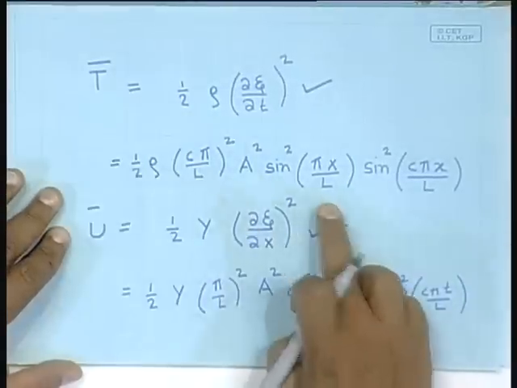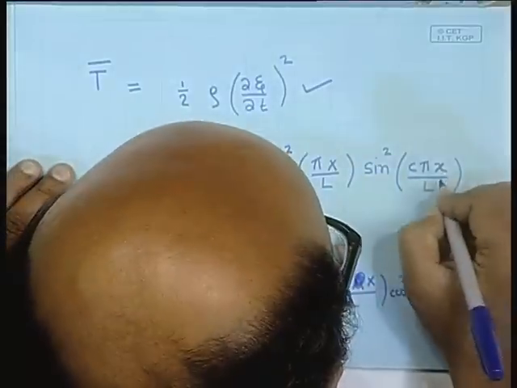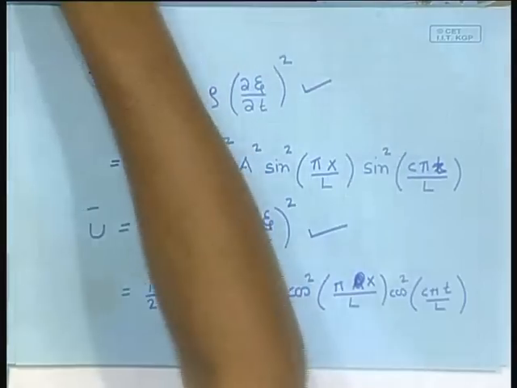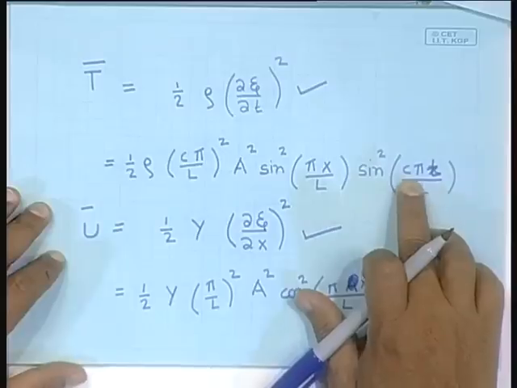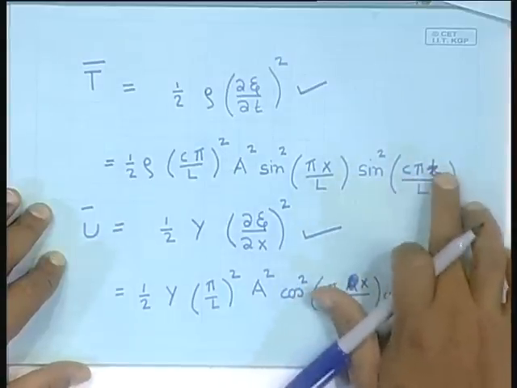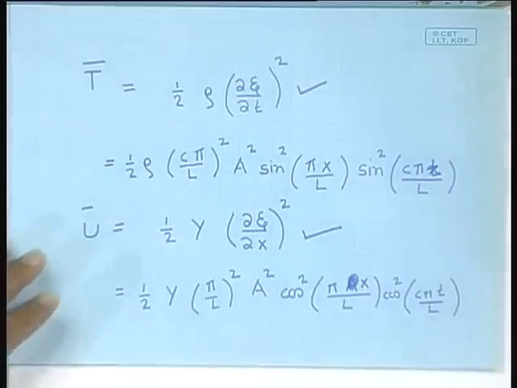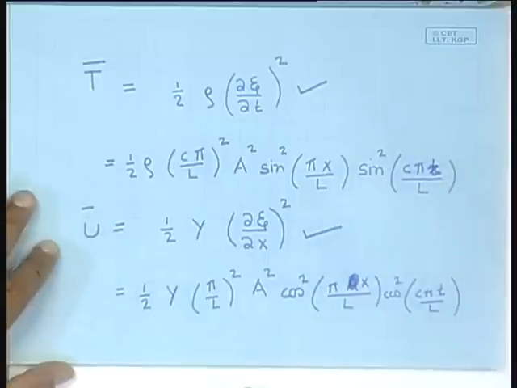So, at t equal to 0 we have sin square c pi t by L. Sorry, this should have been t, not x. The kinetic energy term has a t in it, not an x, it is a time derivative. So, the kinetic energy per unit volume, this should have been t, not x. Please note the change. When we differentiate this with respect to time, you get sin square c pi t by L, and this is the term, the correct thing.